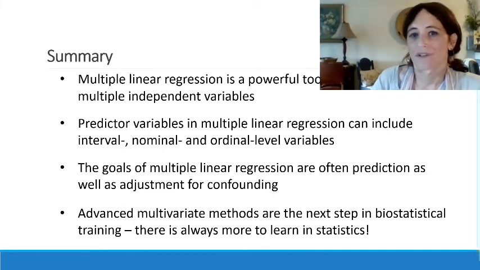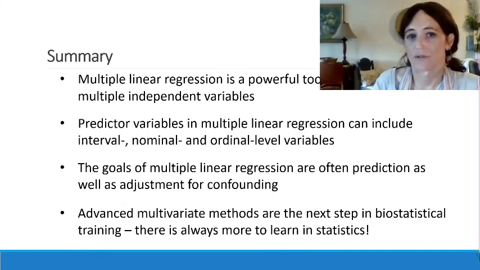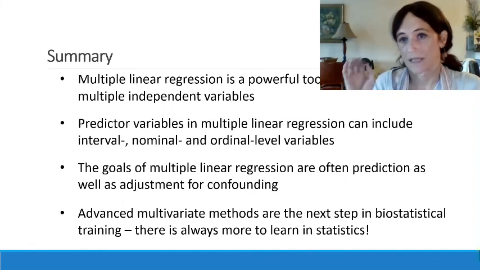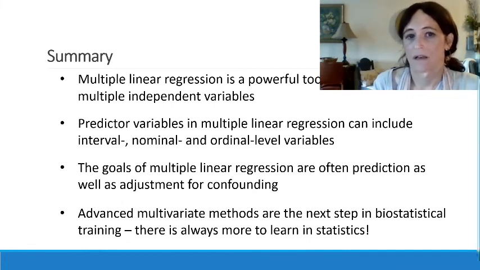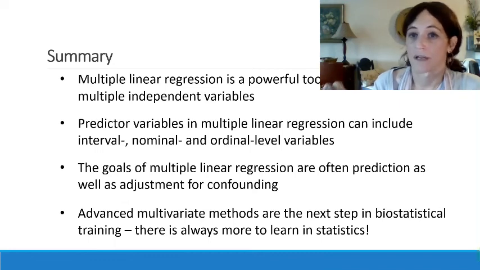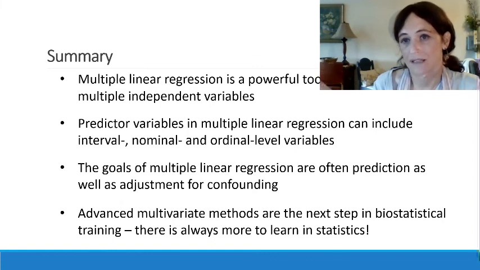So multiple linear regression is a very, very powerful tool to model multiple independent variables. The predictive variables in multilinear regression could include interval, nominal, and ordinal level measures. We have to use that dummy coding technique for categorical variables. In some cases, we can simply include ordinal measures in their original form, assuming that the distance between each value has a similar effect in terms of our prediction.